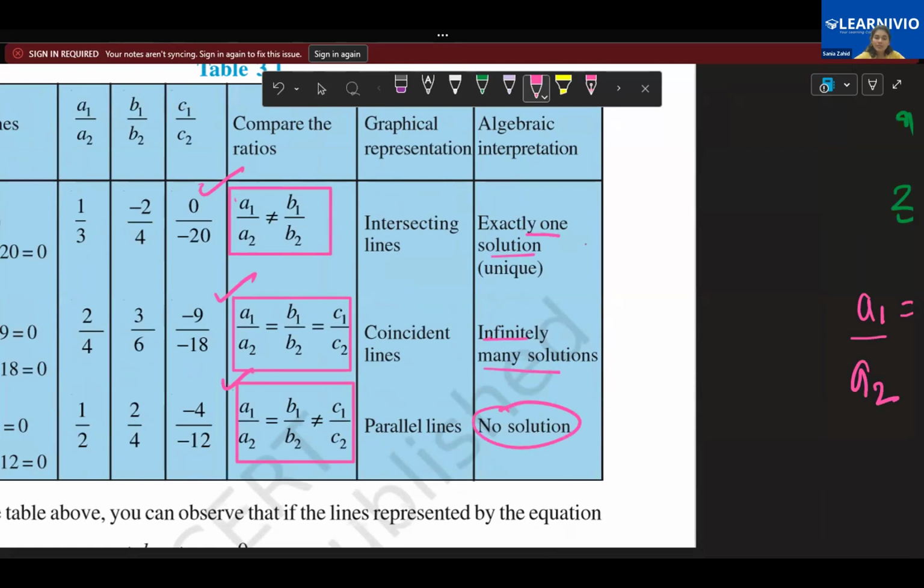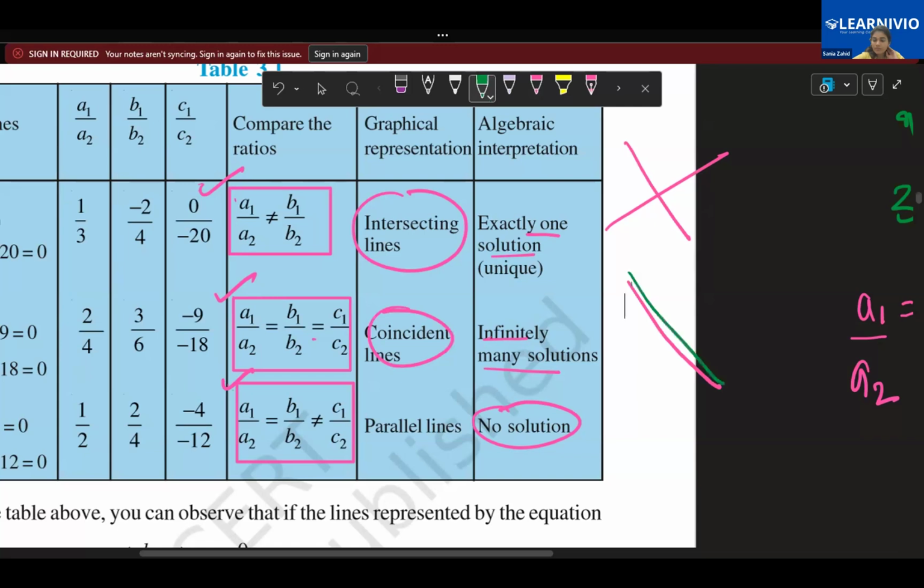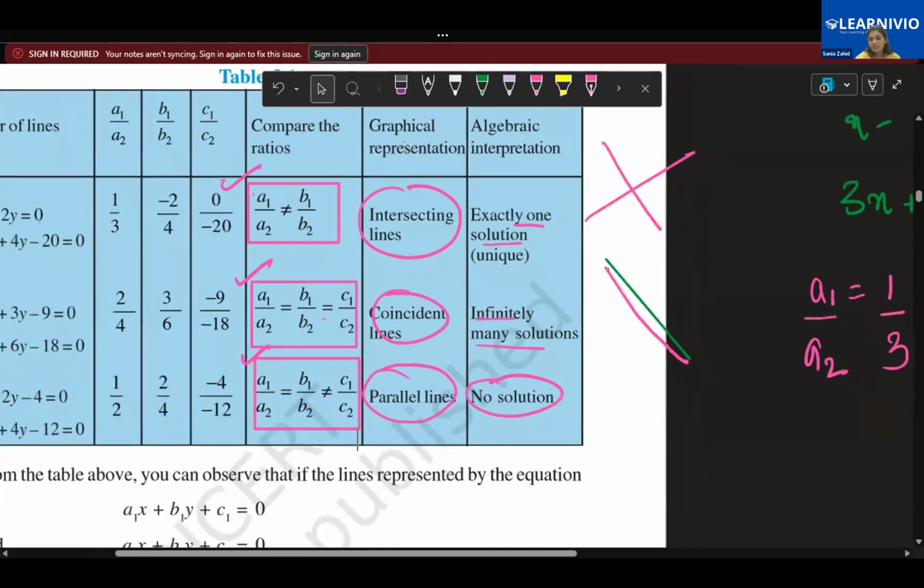Now, children, the graphical representation is basically, for the first equation, the graph is intersecting lines. Like the first line goes like this, the second line goes like this. For the second one, the lines are coincident lines. If the line of the first graph is like this, the graph of the second line is also on this one. Okay. Now, last is parallel lines. When you have a relationship like this, you will have parallel lines. So, children, this is a very, very important part of this lesson.